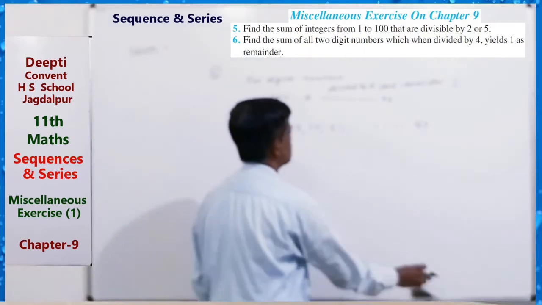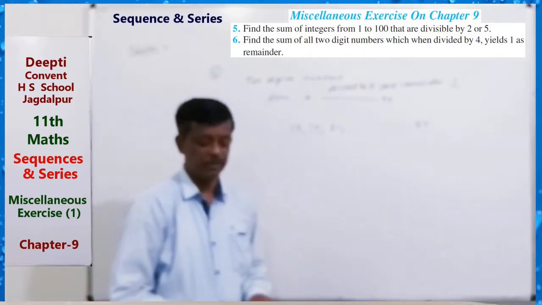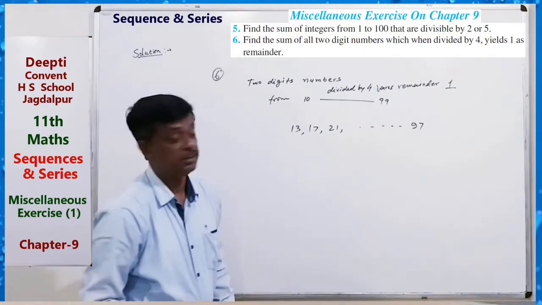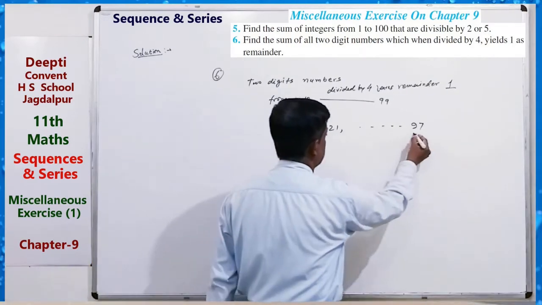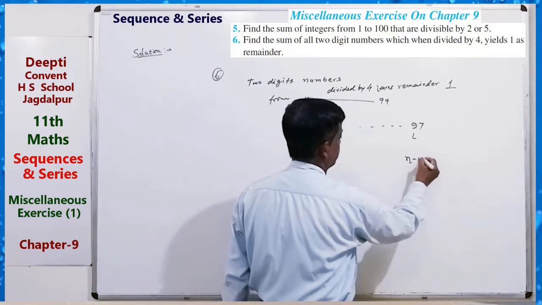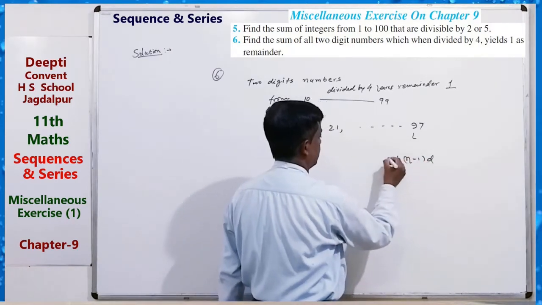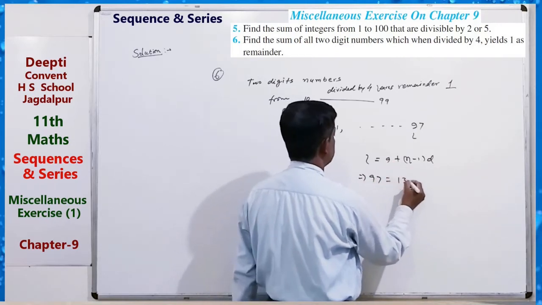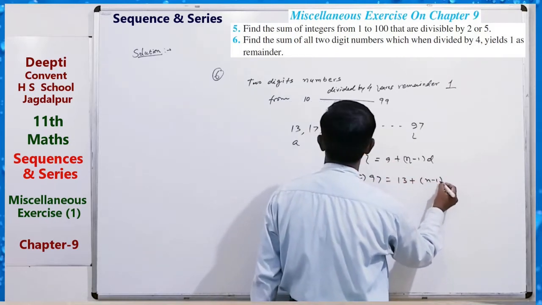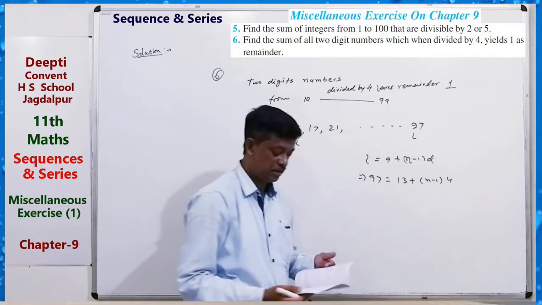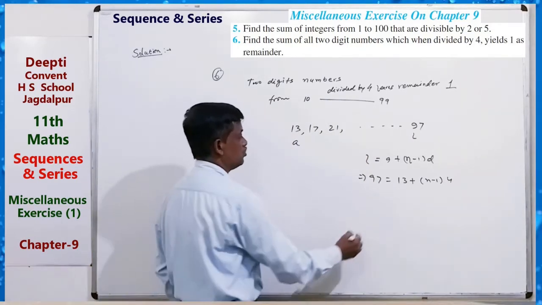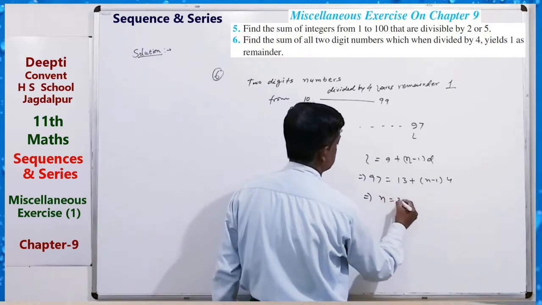Now we have to find the sum of these numbers. So very simple. First of all, this is the first term, this is L. You have to find N. L is 97 equals A, 13, plus N minus 1 into D, 4. D is 4 here. So you can get N equals 22. So solve it. N equals 22.